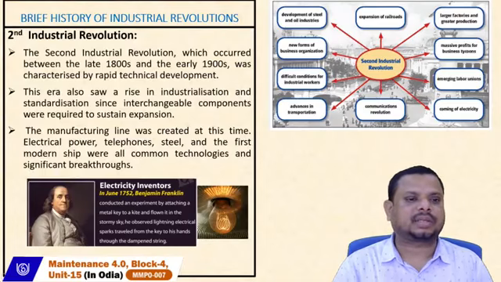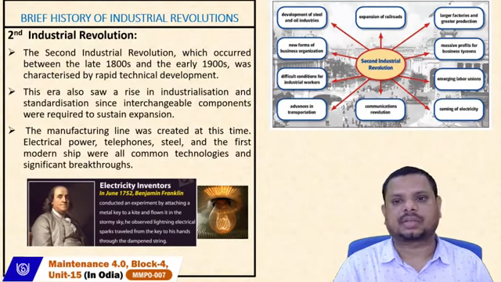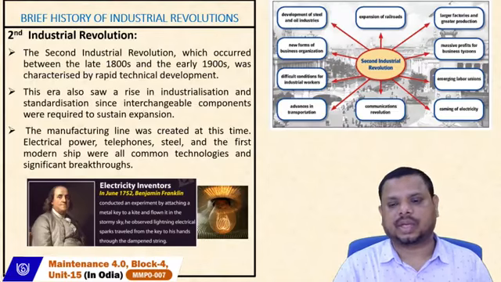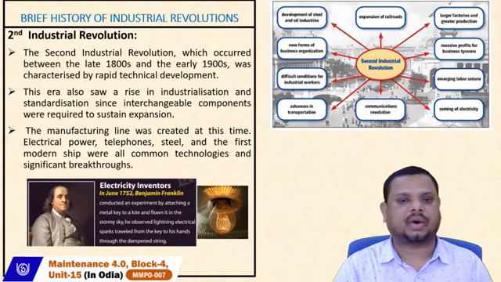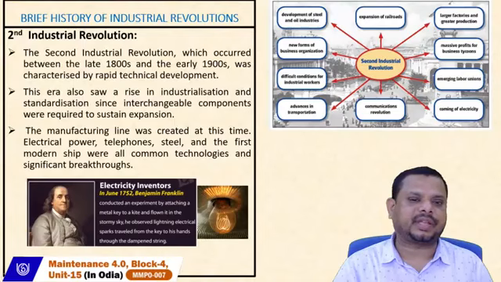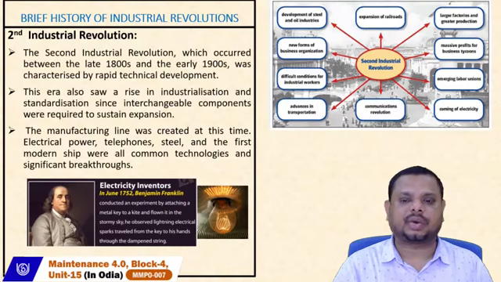And the next important part is that this particular era saw the rise of industrialization and standardization of things, interchangeable components needed to sustain expansion. In this particular stage, manufacturing and development of steel and oil industries took place. The next is that a new form of business organization was developed. The next is difficult conditions for industrial workers, and advances in transportation, because in the previous phase the train was introduced. The next one is the expansion of railroads.